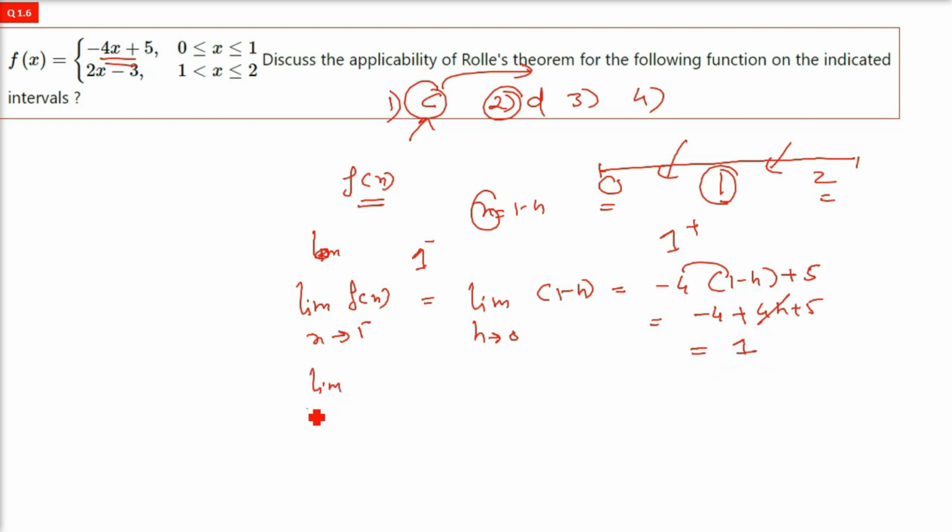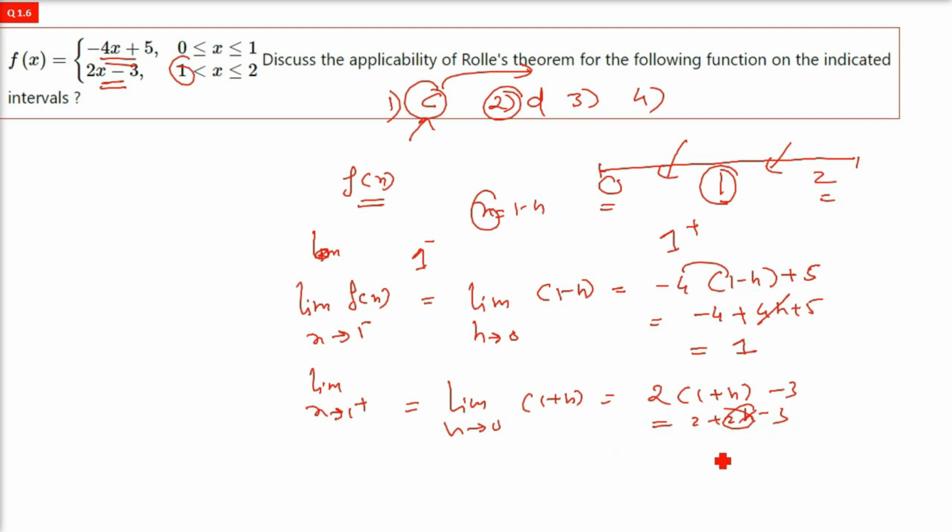Let us find out the right hand limit. Limit x tends to 1. But this whole continuity concept you know, this is just a way of recalling it. Limit h tends to 0, in place of x just put 1 plus h. Now you are going beyond 1, so you have to take the function 2x minus 3. So 2 plus 2h minus 3, and h is 0. 2 minus 3 is -1.